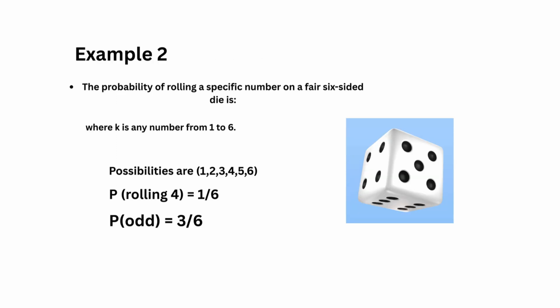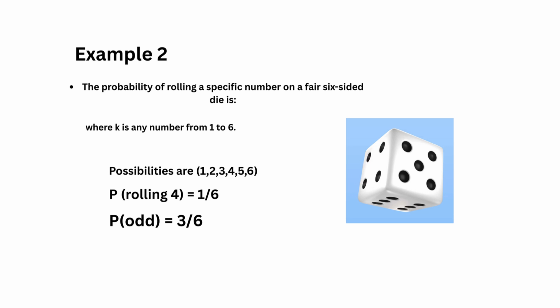Another example is a fair six-sided die. The die has six faces numbered from 1 to 6. So each outcome is equally likely. So the possibilities are 1, 2, 3, 4, 5, 6. If we want the probability of rolling a 4, it's just one favorable outcome out of 6. So 1 by 6.